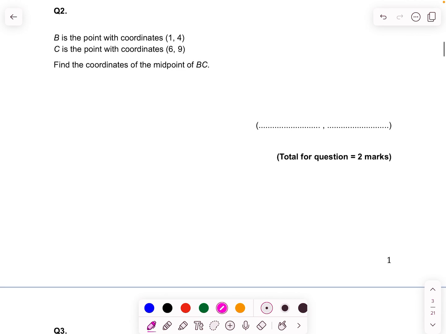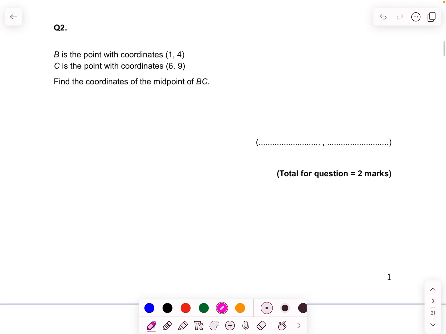Okay, number 2. Some of you, even though we did lots and lots of practice about this, forgot how to find the midpoint. Remember, all you do is add the x values and halve it. So 1 plus 6 is 7, and then half of 7 is 3.5. So the x coordinate is 3.5.